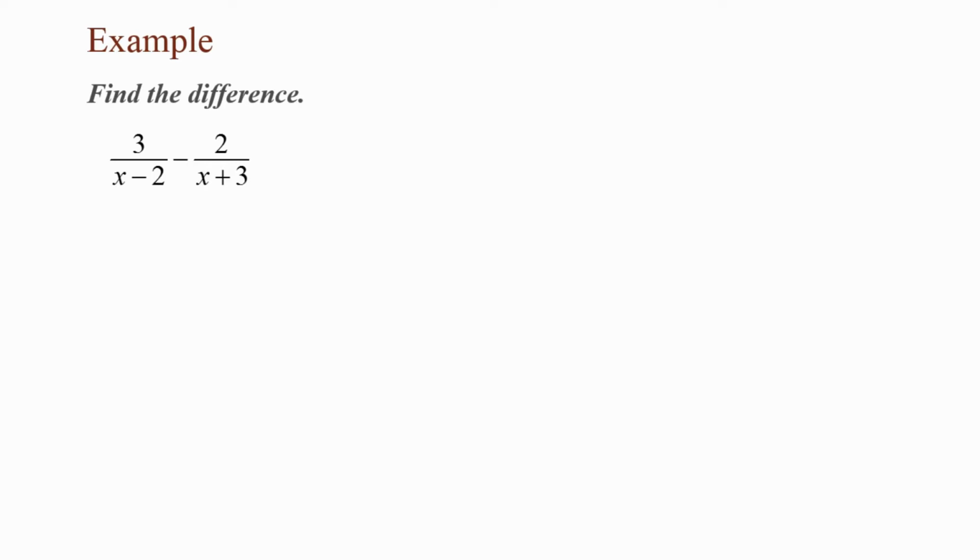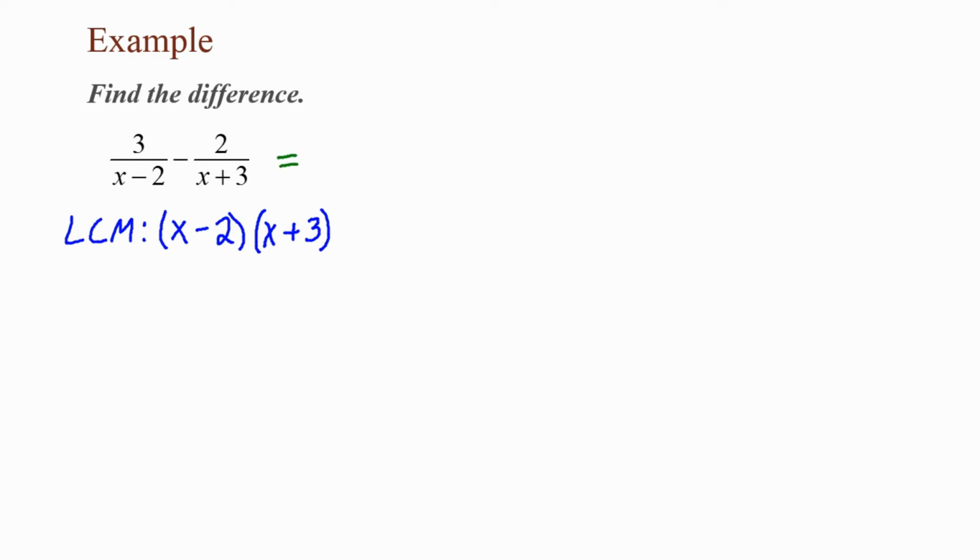In this example, find the difference 3 divided by x minus 2 minus 2 divided by x plus 3. First thing I want to find is my least common multiple. Bringing down the denominator of my first fraction, I have x minus 2. Looking at my second fraction, I don't have an x minus 2, but I do have an x plus 3, which means my least common multiple is x minus 2 times x plus 3.